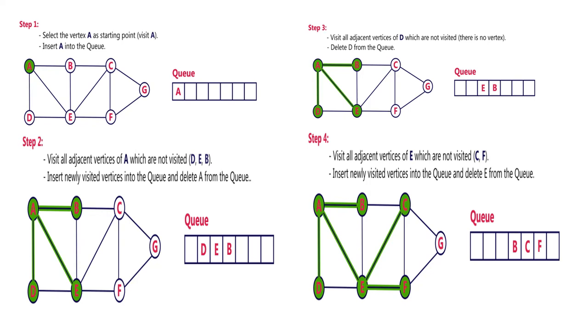Now, for E, what are the unvisited vertices from E? From E, we have D, A, B, C, and F. D and A have already been visited and removed from the queue. B has already been visited and is there in the queue. Now, C and F, we have to add into the queue. So, we are going to add the vertices C and F by visiting them. After visiting them, we have to remove the vertex E from the queue.